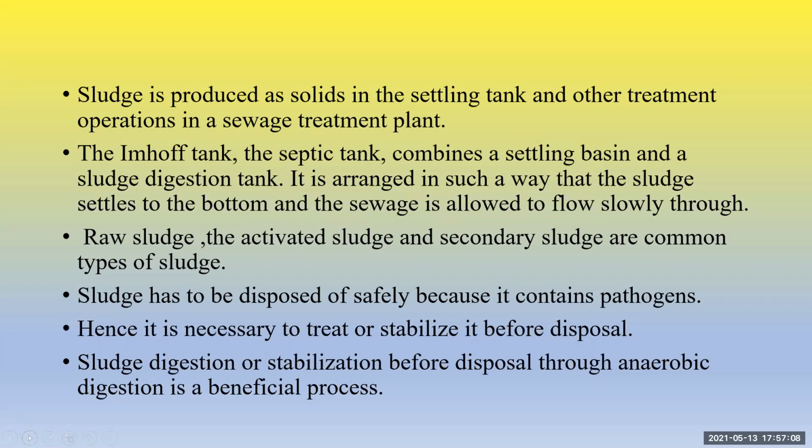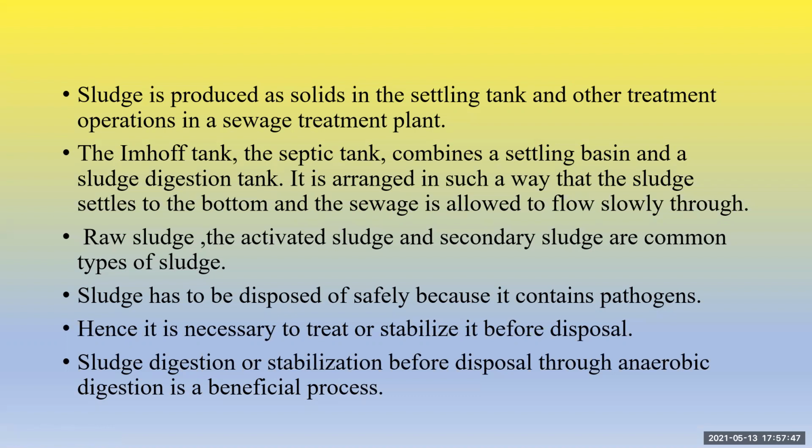Now, what is sludge? Sludge is produced as solid waste in the settling tank or sedimentation tank and other treatment operations during sewage treatment. So sludge is the solid waste that is produced in the settling tanks, in the secondary sedimentation tanks during sewage treatment. The Imhoff tank, the septic tank, combine a settling basin and a sludge digestion tank. It is arranged in such a way that sludge, that is the solid waste, settles to the bottom and sewage is allowed to flow slowly through.